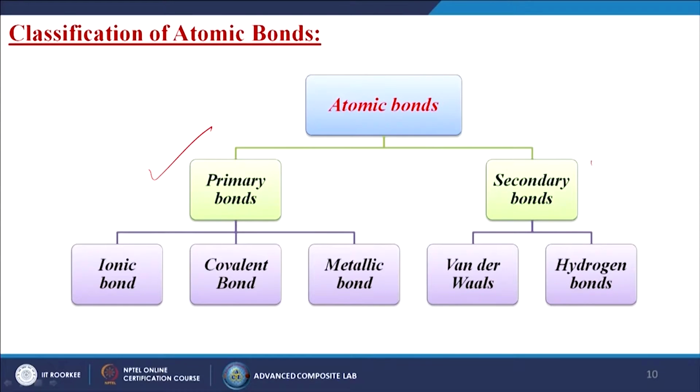Now we are going to briefly discuss the atomic bonds. Generally the atomic bonds are divided into two parts, one is called the primary bonds, another one is called the secondary bonds. Primary bonds are divided into three parts: ionic bond, covalent bond and metallic bond. Secondary bonds are of two types, one is called the van der Waals bonds or interactions, another one is called the hydrogen bonds.